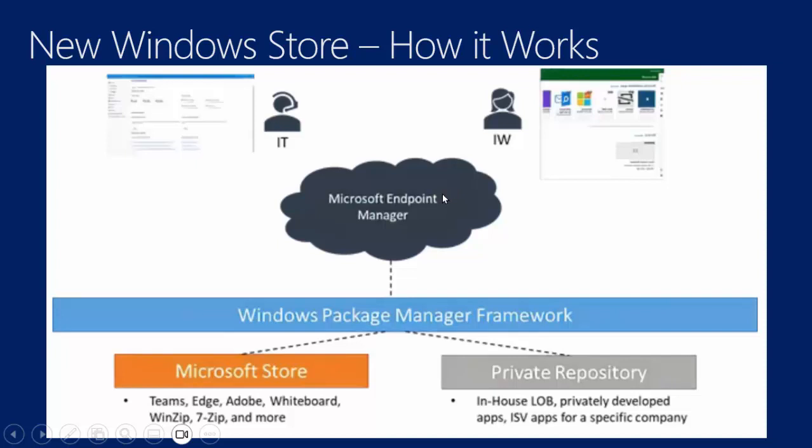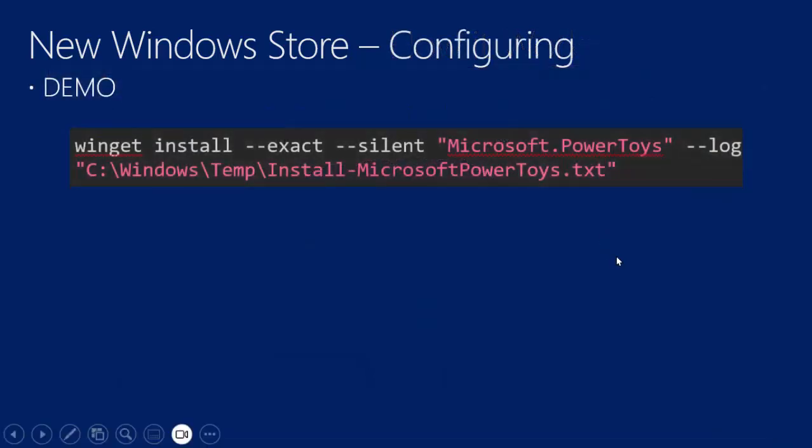So its source may be Intune, right? Store for business, but published through Intune. And so Intune will work with Windows Package Manager framework and deliver things from the private or from the public store. That could be any of these types of apps, or from your private repository. So this could be in-house line of business apps, privately developed apps, ISV apps from a specific company, whatever that may be. So that's kind of the 30,000 foot view of how this might work. Okay, so let's get into the fun stuff.